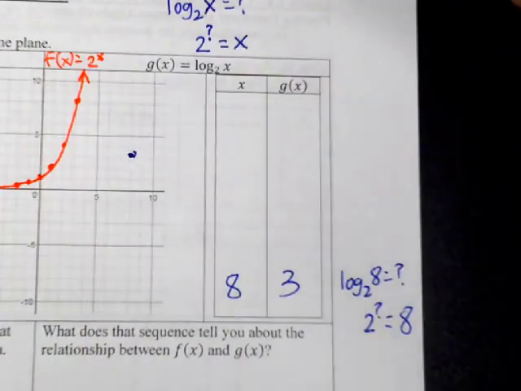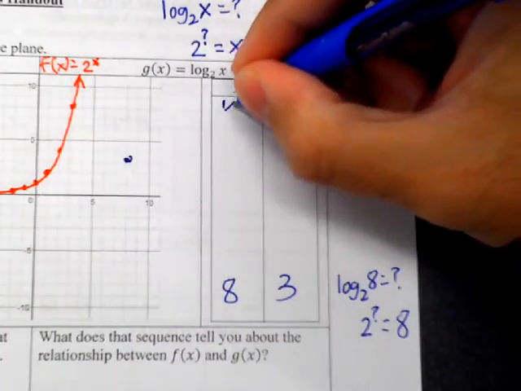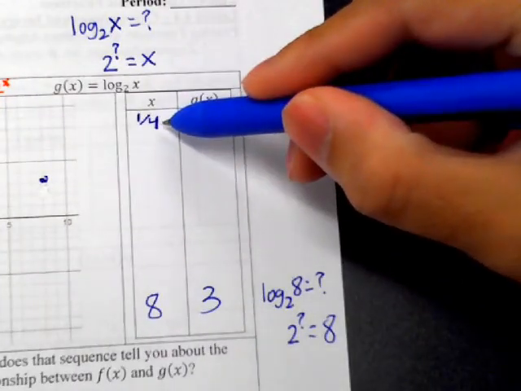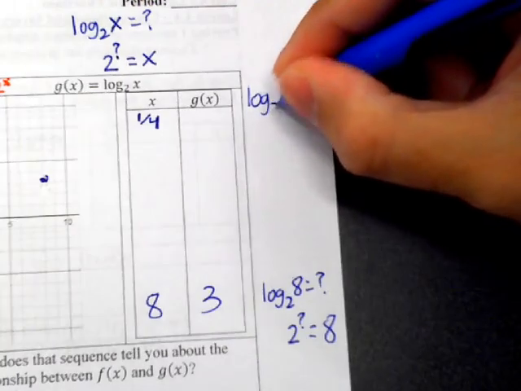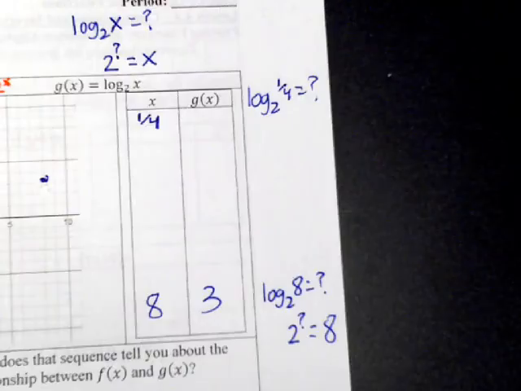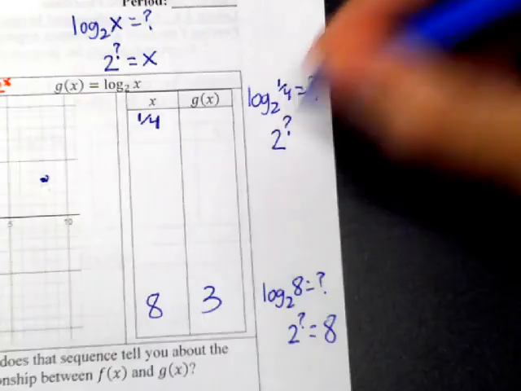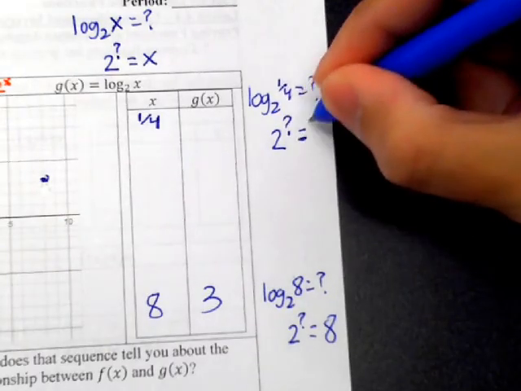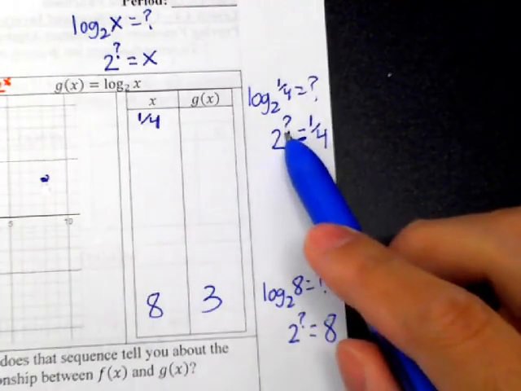Okay, let me do one more with you. I remember from earlier that 1/4 is a power of 2. So when I plug in 1/4 for x, I'm figuring out what log base 2 of 1/4 equals. Again, the question is really, what exponent goes on that base of 2 to make it turn into the argument of 1/4?